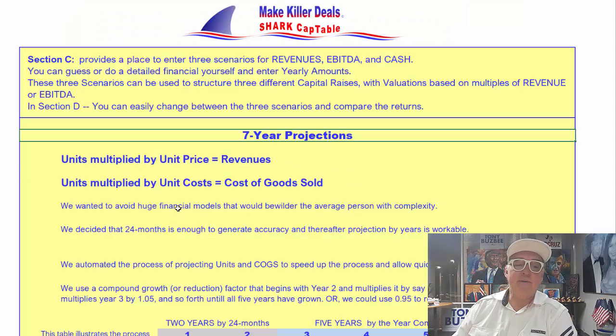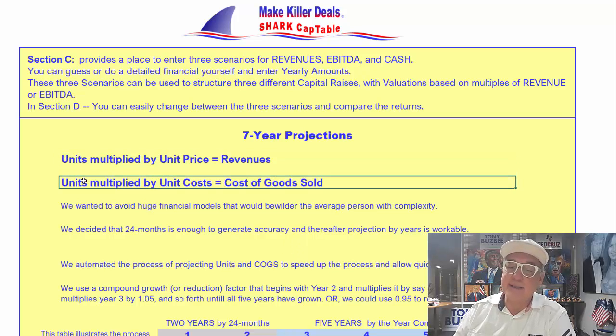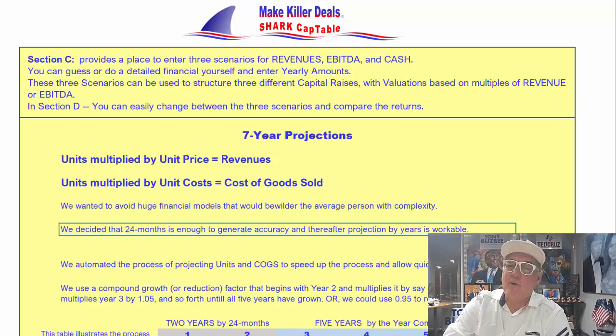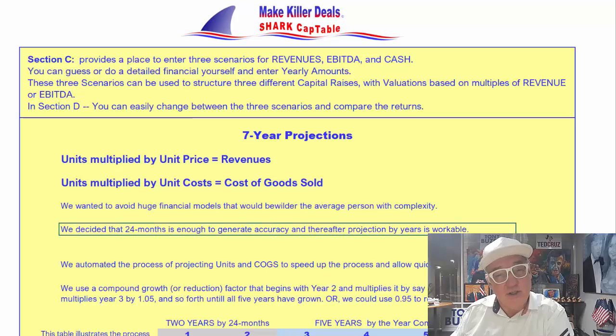All right, just to review, folks, you know that units multiplied by price equals revenues, and units multiplied by unit costs is the cost of goods sold. Of course. Now, we decided that 24 months is enough to generate accuracy, but you need 7 years to figure out when you're going to exit. And we didn't want to get into all the months in all these years, so we decided to just simplify, just do years.